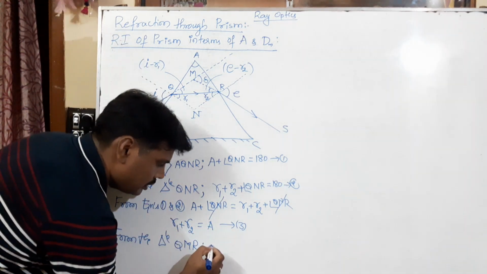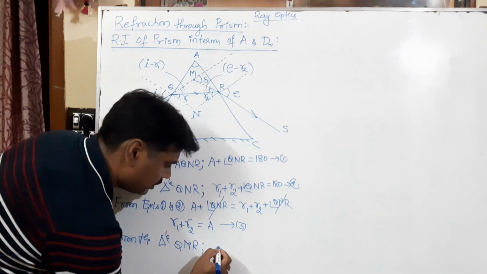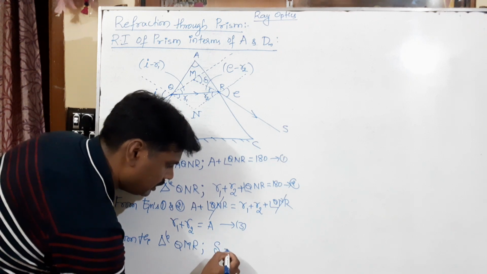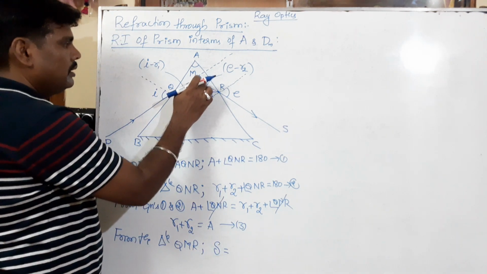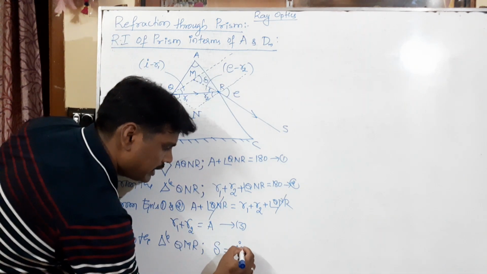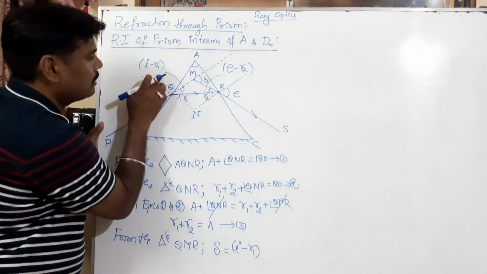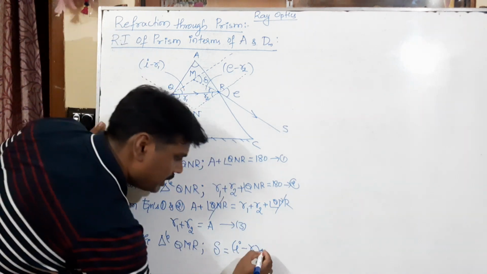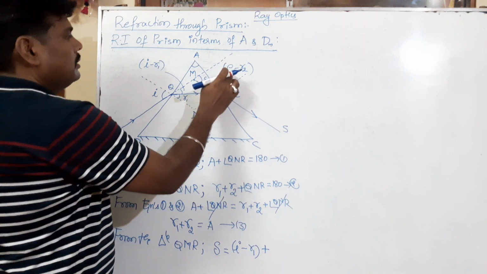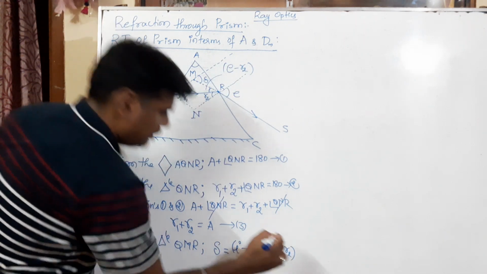So what is the condition in a triangle? Exterior angle. Which is the exterior angle? Delta. Delta is the exterior angle, equal to the sum of two opposite interior angles. One opposite angle is I minus R1, plus the next one, E minus R2. This is the second one.